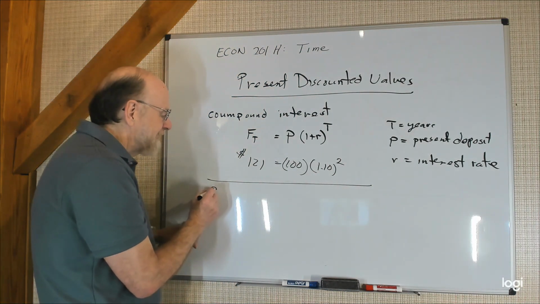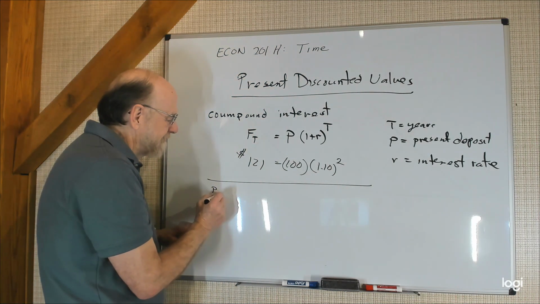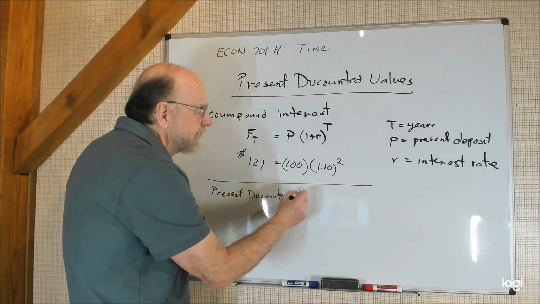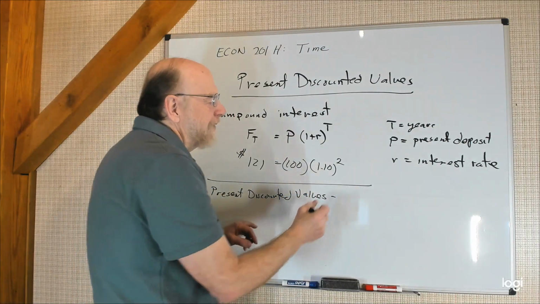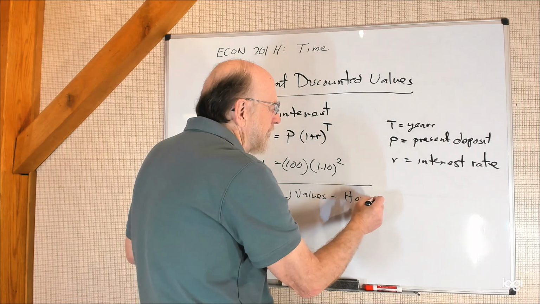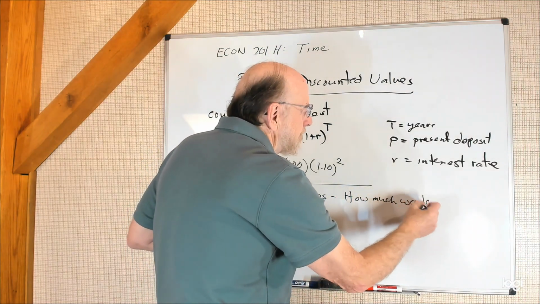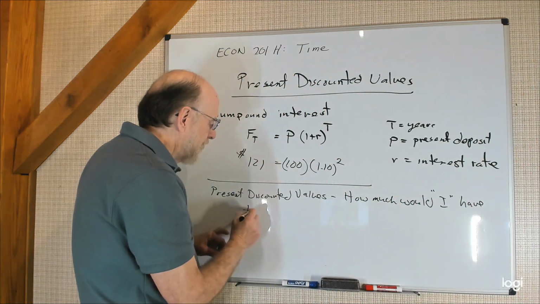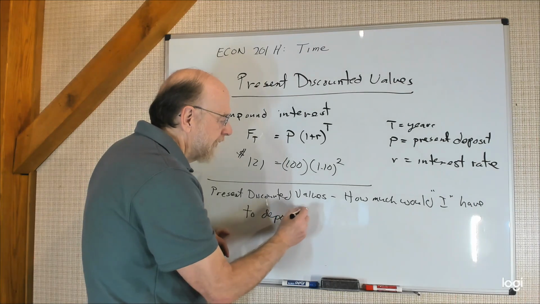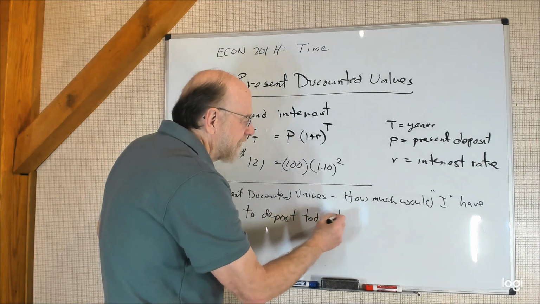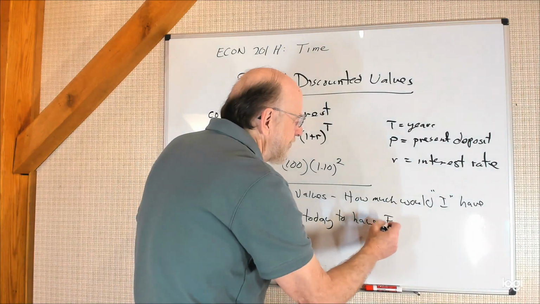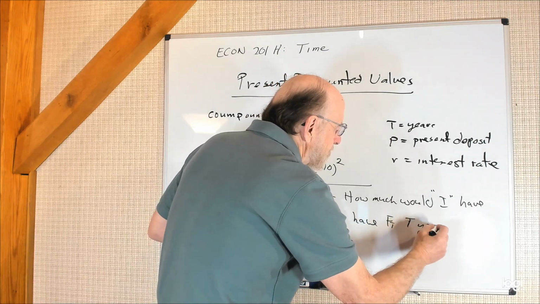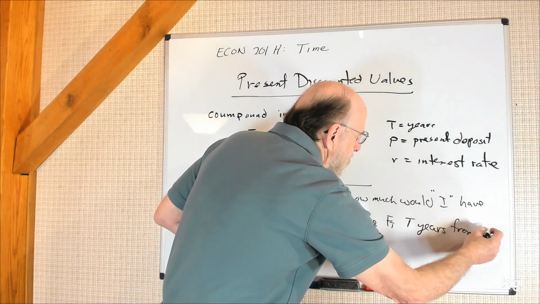So to think about present discounted values, you think about how much would I have to deposit today to have FT dollars T years from now in the account.